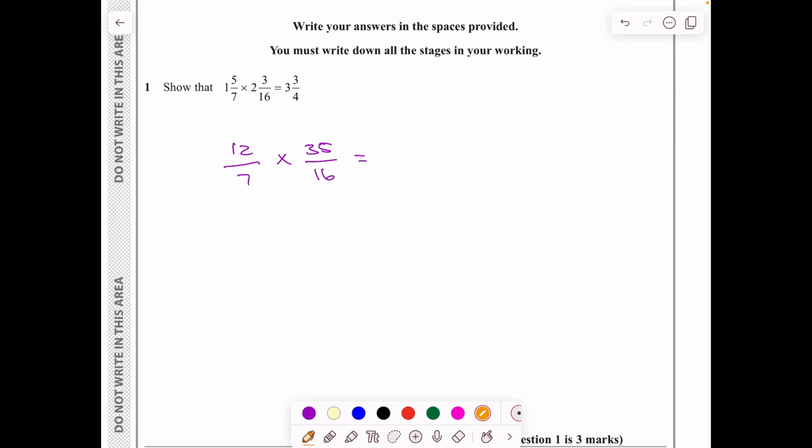Let's do that. So 7 goes into 35 5 times, and then 4 goes into both 12 and 16. It goes into 12 3 times, 4 goes into 16 4 times. So then what you're left with is 3 times 5, which is 15, and 1 times 4, which is 4. And when you turn that back into a mixed number, it's 3 3/4. So that's how we had it before. Sorry, not an improper fraction, a mixed number.